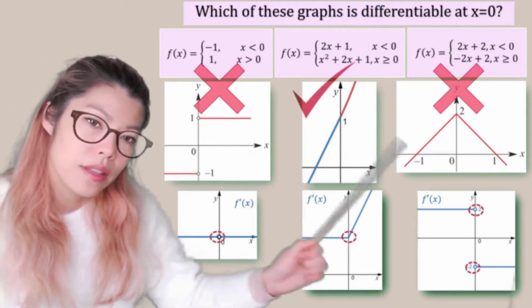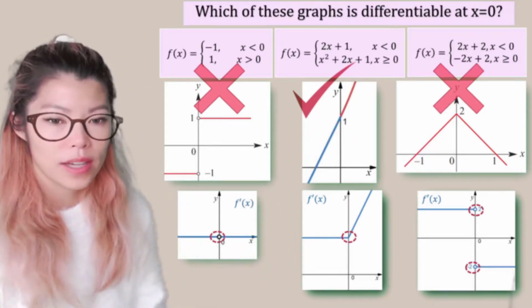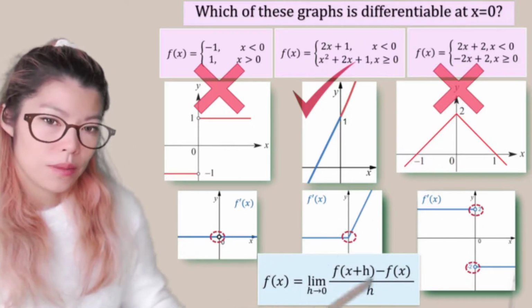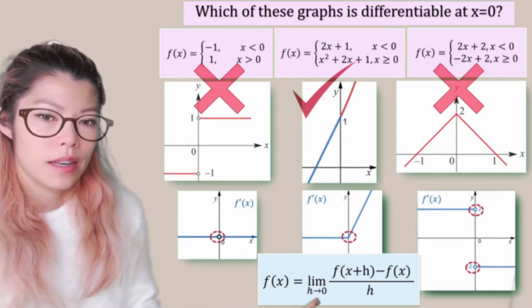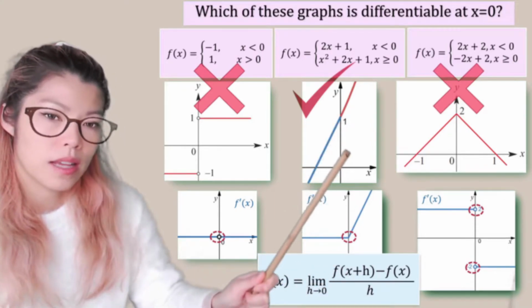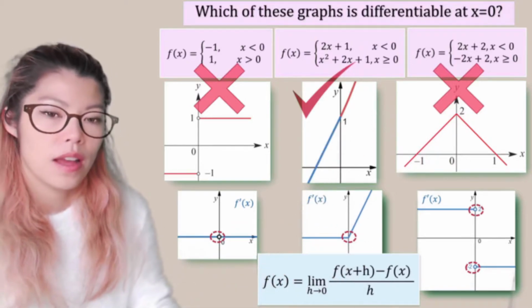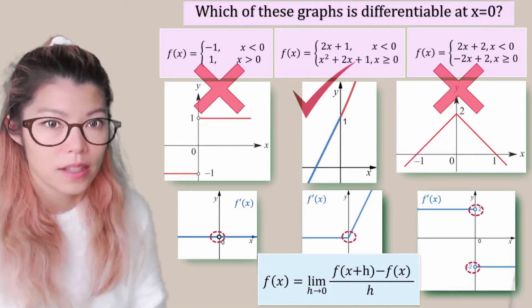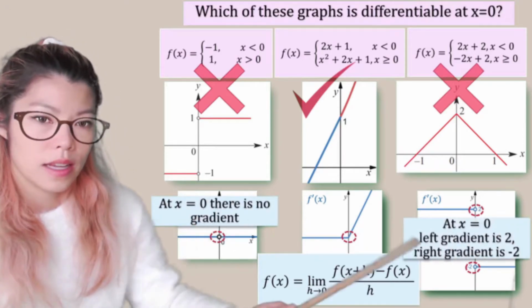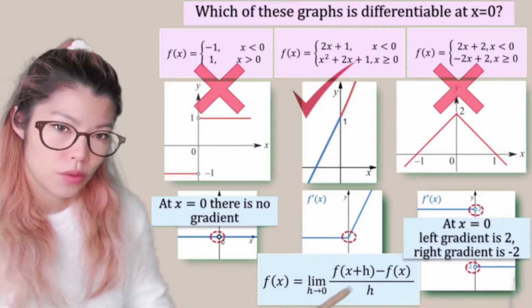So what about this graph makes that one have a gradient at x equals 0? Well, the formal statement is that at that point, the limit of h approaching 0 of f of 0 plus h minus f of 0 over h does exist. That is the formal definition. Whereas here and here, that would not work.